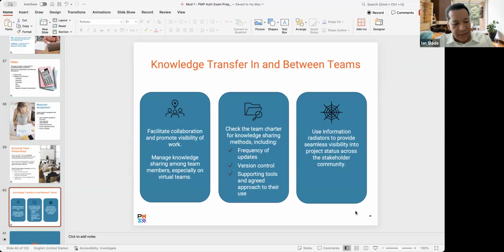There's also knowledge transfer among team members, right? Especially if you have a big project, you have different teams that are working on the project. You might have the security team, you might have the database team, the infrastructure team. And so if there's anything that one team knows of that they could share that could help the other team members, you're always on the lookout for that.